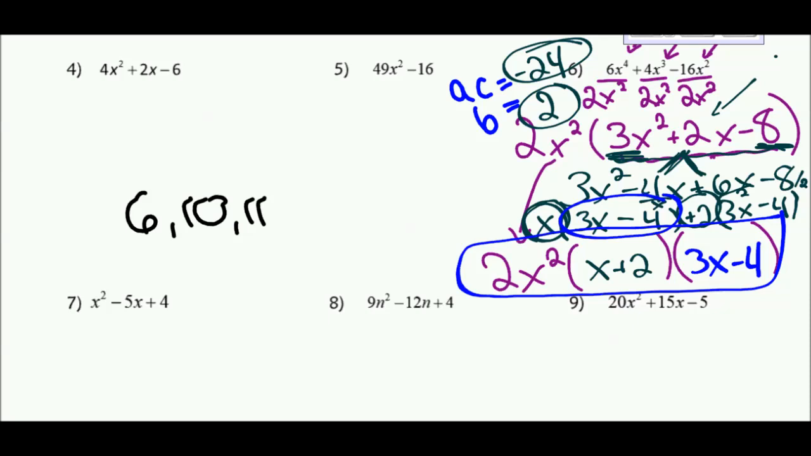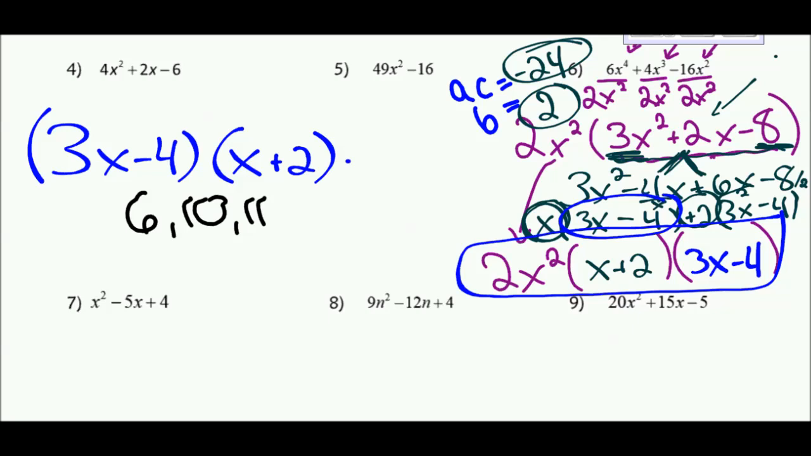Nope, it does not. You can write this. Really, if you wanted to, you could write 3x minus 4 times x plus 2 times 2x squared. You can completely flip the order. It's the exact same thing. Multiplying means we can multiply, or the commutative property means we can multiply in any order.